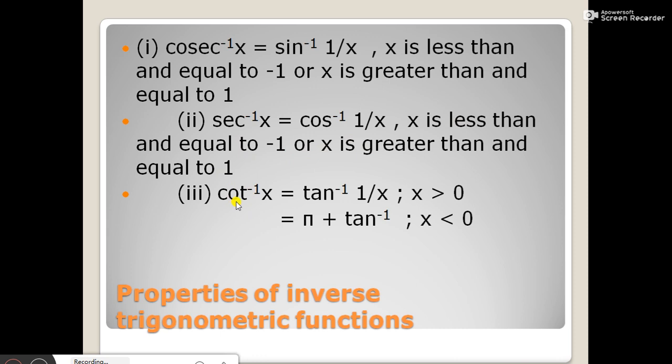And now cotangent inverse x. Cotangent inverse x, we have two parts: when x is greater than 0 and when x is less than 0. When x is greater than 0, cotangent inverse x, we can write tangent inverse 1 by x. And when x is less than 0, cotangent inverse x, we can write pi plus tangent inverse 1 by x.